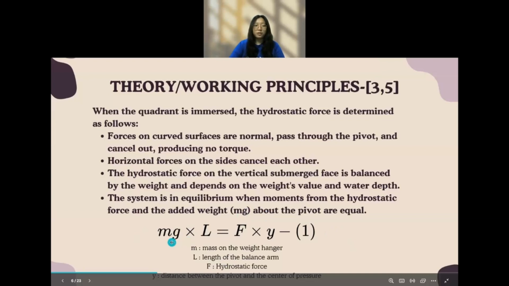So the first formula is mg times L is equal to F times Y. So m is the mass of the weight, g is the gravity, and L is the length of the balance arm, and F is the hydrostatic force, and Y is the distance between the pivot and the center of pressure.